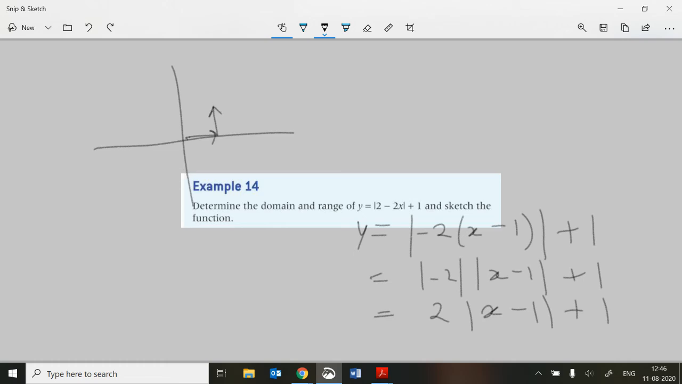Okay, so where we had this turning point here, we need to go to 3 here and 1 here, and there's 1 and there's 0. 1, 2, 0, 1, and there's your point there as well. It's going to go like this.